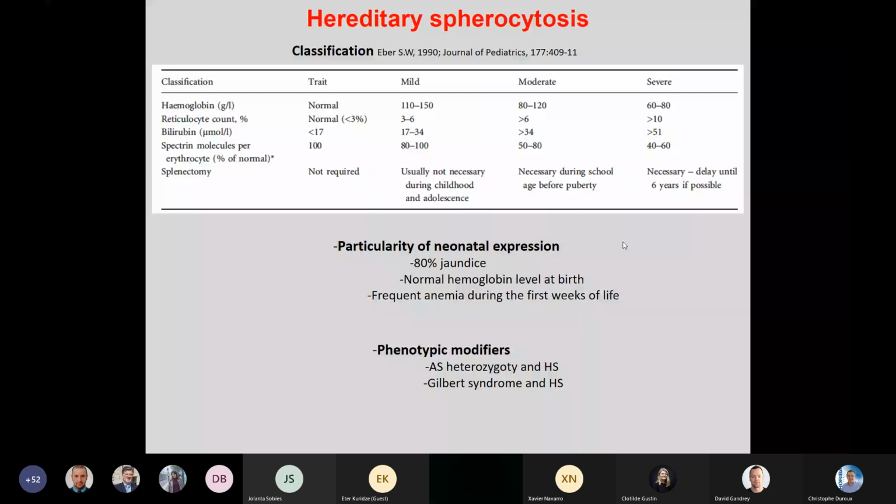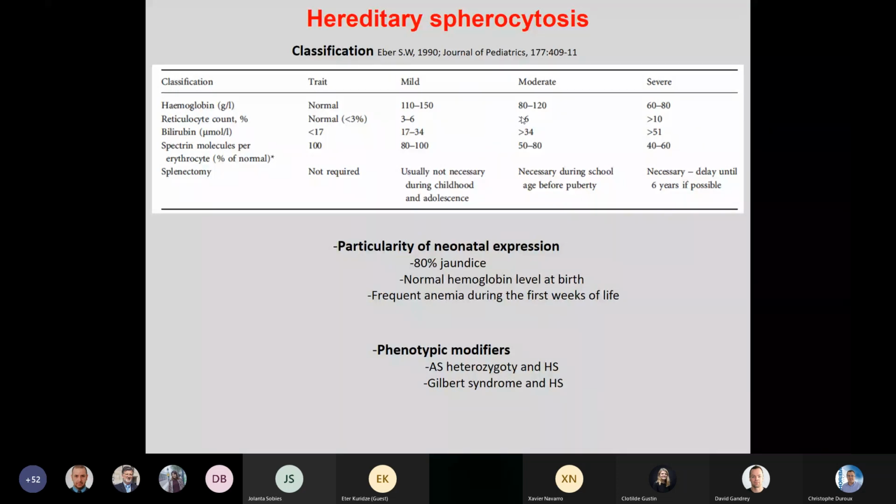And you have many different classifications that have been proposed. This is the Eber classification that has been proposed in children, but you have other classifications. They all say the same thing. So you can classify patients according to their hemoglobin level, their reticulocyte count, and the need or not of a splenectomy to treat the patient. Most of these patients have a mild or moderate spherocytosis with a chronic hemolysis, with some acute hemolytic crises when, for example, they experience a viral infection. Often the icterus is more marked and the hemoglobin level decreases.